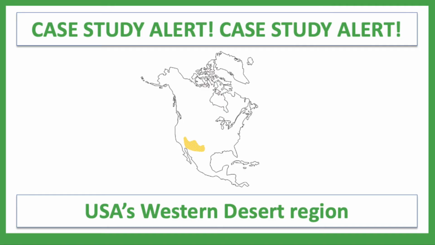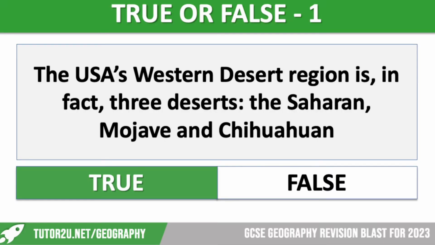Unlike the Thar Desert, transportation is quite well developed with major road and rail routes going through, and there's airports in the region as well, so it is much more accessible. We're going to do some true or false questions based on this case study. So perhaps if it's one that you don't know, it might be that you want to skip through this activity.